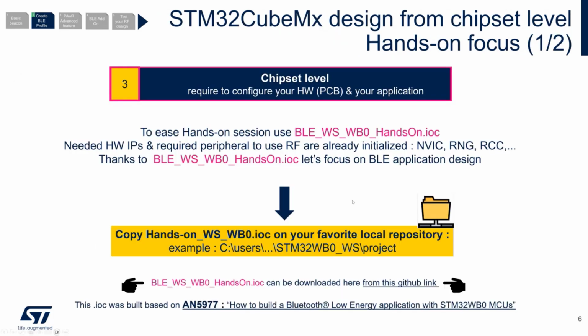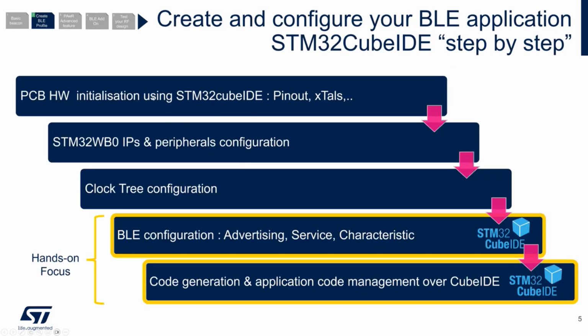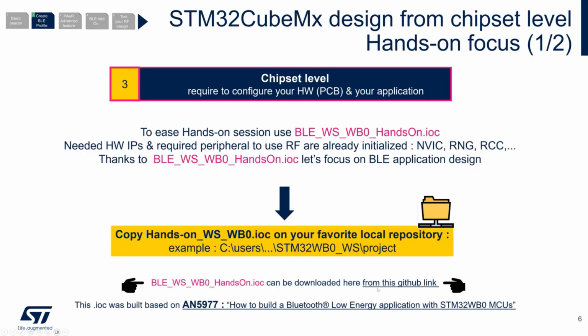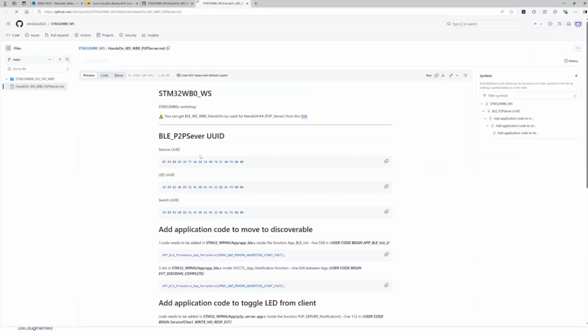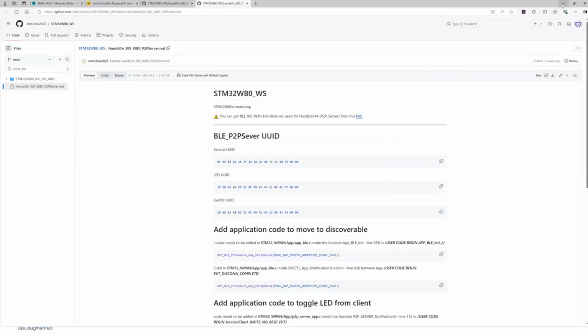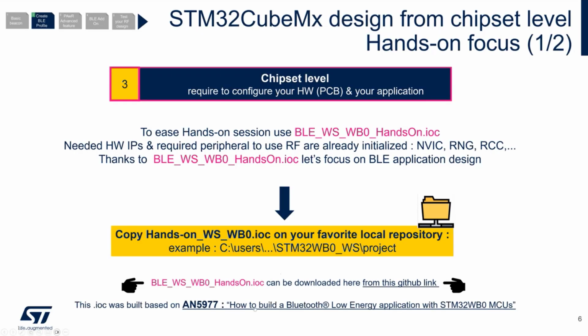To save some time during this hands-on, we already prepared a project file that initializes all these three steps, peripherals, clock tree, and so on, so we can focus only on the BLE application. This project file can be downloaded directly from GitHub. We put it on a public GitHub, which means you can download it and redo this exercise at home. There is no magic behind this pre-made project.